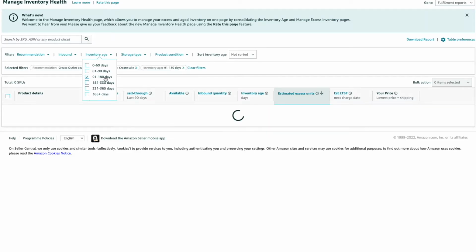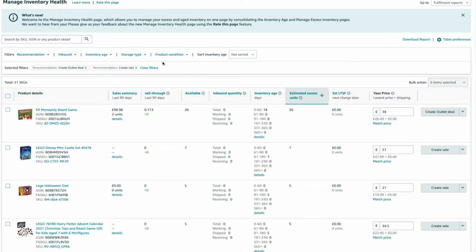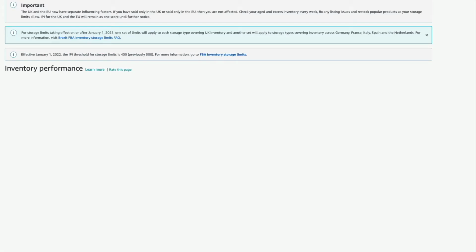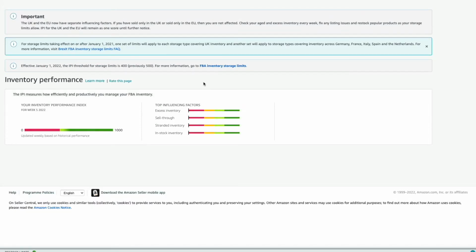Yeah, so 91 to 180, I've got a few of them, but it's over 180 that you actually start getting the fees, which are still minimal compared to what you're selling, but it's something you need to take into account for yourselves.